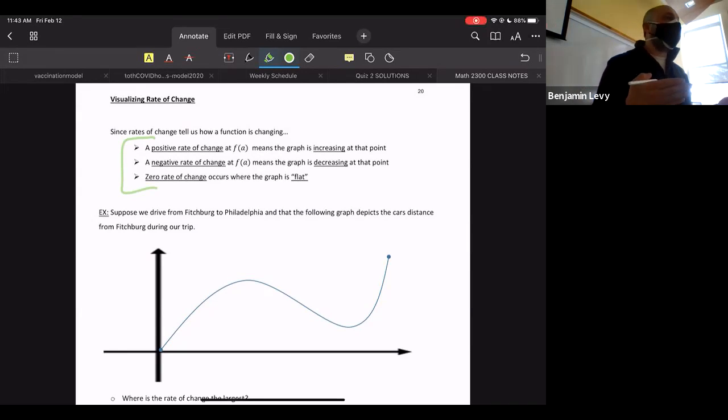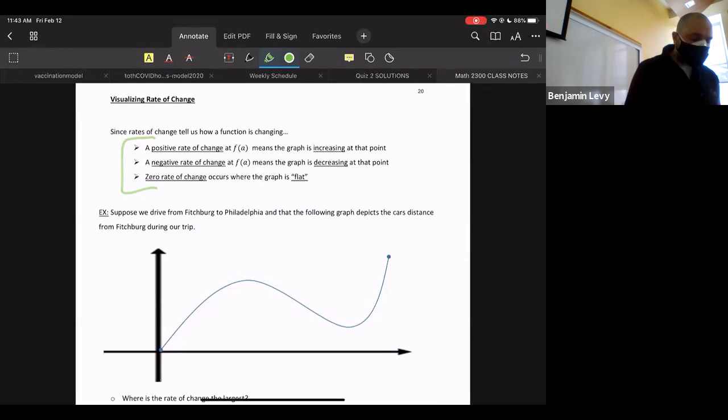Because it's the slope of the tangent line: if it's going up, it's going to be positive, and if it's going down, it's negative. And moreover, a really big thing later in the course and in calculus in general is thinking about where there's no rate of change. Where is the graph flat, right?